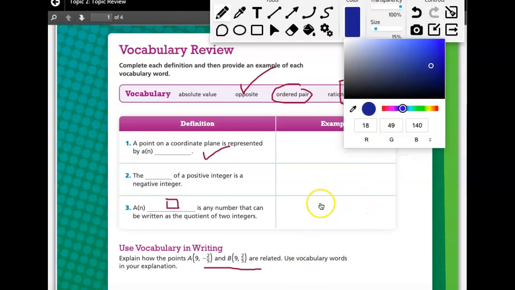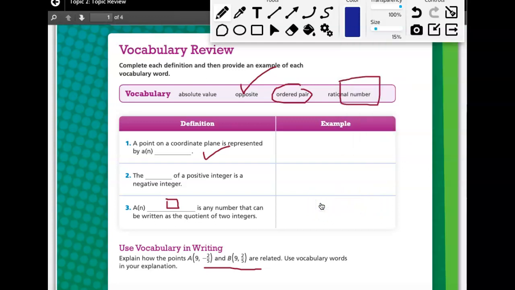Helena? Point A and B are related because they are a reflection of each other over the axis. Sophia, would you like to add? I was going to say that they are reflections. They are reflections, and Thomas and Sean said they agree, and Joy said they agree with you guys.